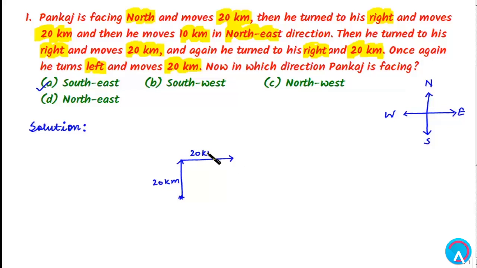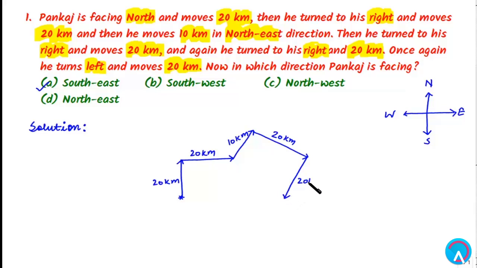20 kilometers once again. Then he moves 10 kilometers in northeast. So northeast is this direction, and in this direction he is moving 10 kilometers. Then he turned to his right and moves 20 kilometers. So right will be this direction. 20 kilometers in this direction. And again he turned to his left and moves 20 kilometers.